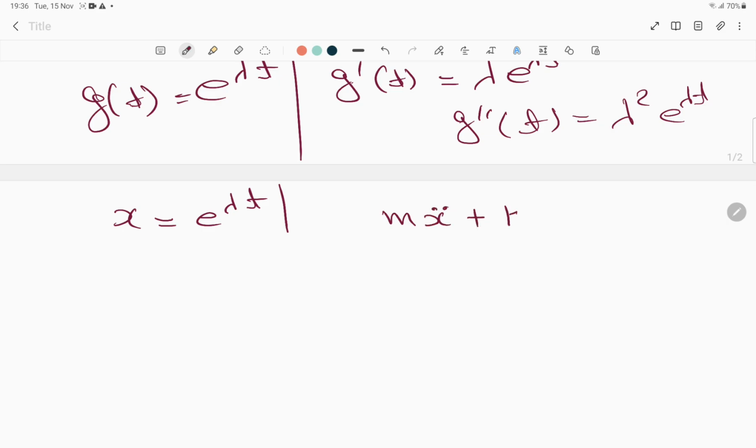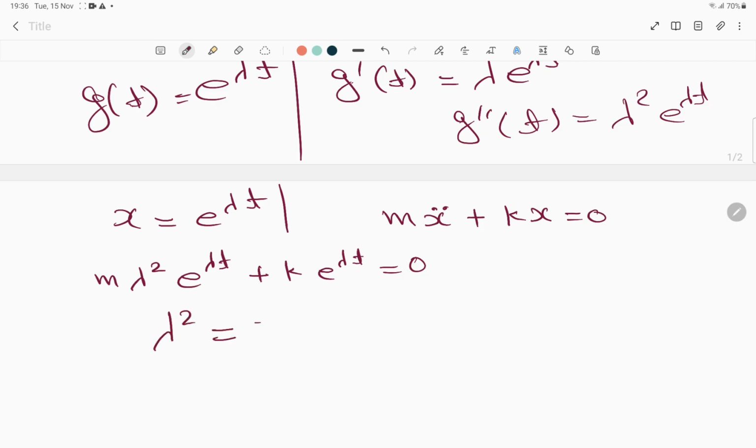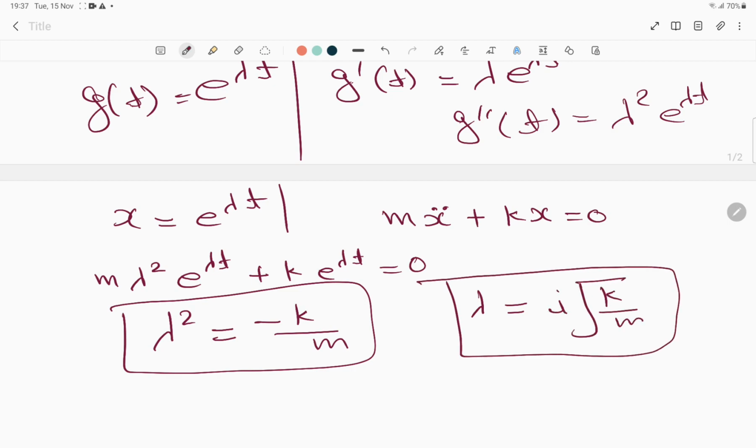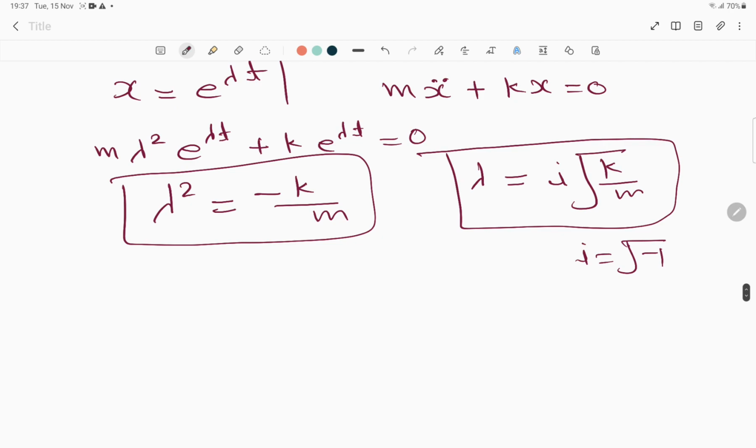And so I want to solve this equation. Now if I put it over here, I am going to get m lambda square e power lambda t plus k e power lambda t is equal to 0. From here directly, I can get that lambda square is equal to minus k by m, and then I can write lambda is equal to i root k by m. That's how I get this i into the picture, where i is nothing but root of minus 1.